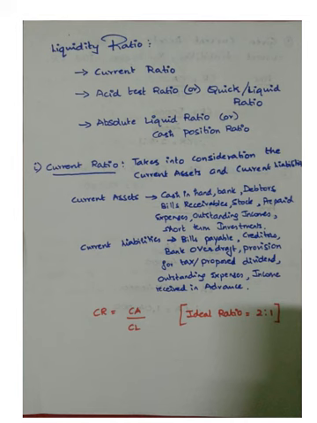So we're going to start off with the practical problems. So the ratios are being classified into different kinds of ratio. Under that, the first set of ratio that we're going to study is the liquidity ratio. So under liquidity ratio, basically you have three ratios, which is current ratio, acid test ratio, or quick or liquid ratio. The third one is your absolute liquid ratio or the cash position ratio.